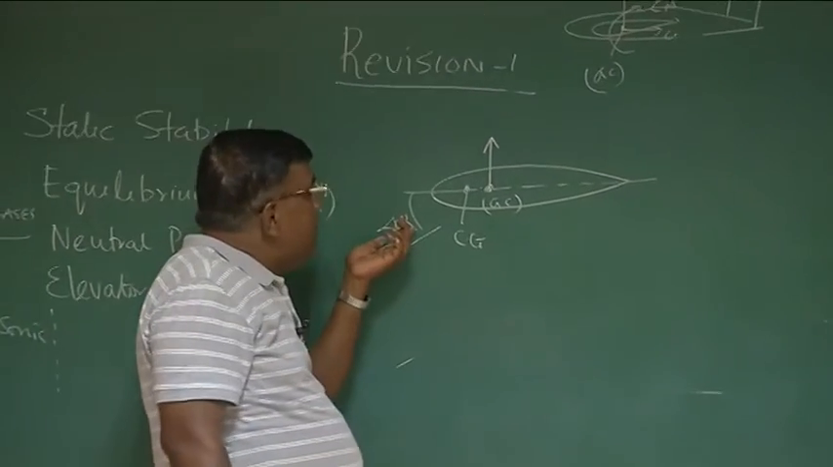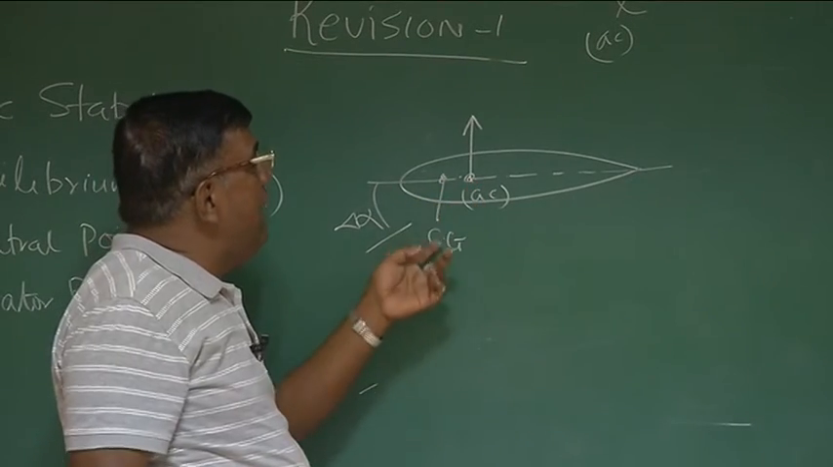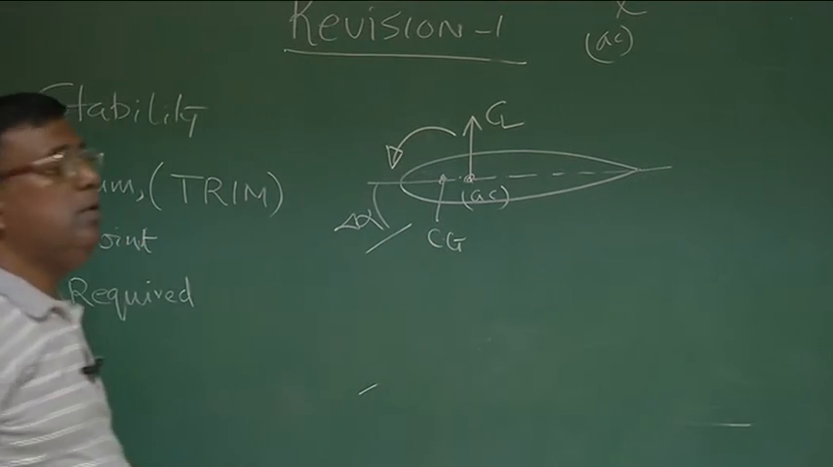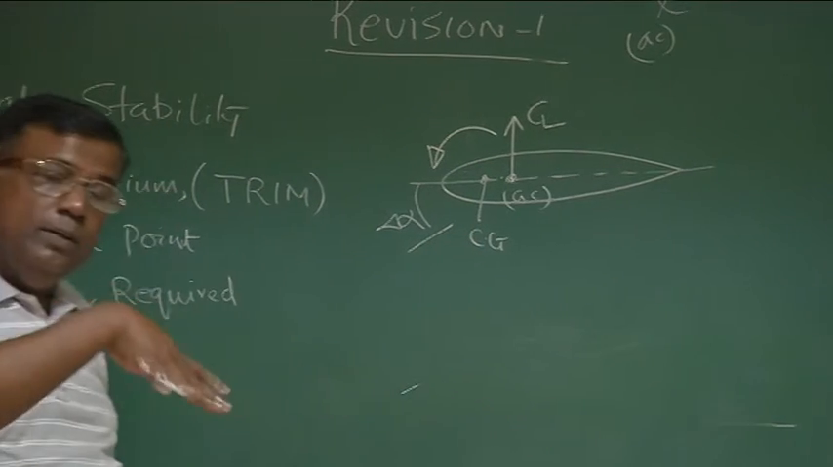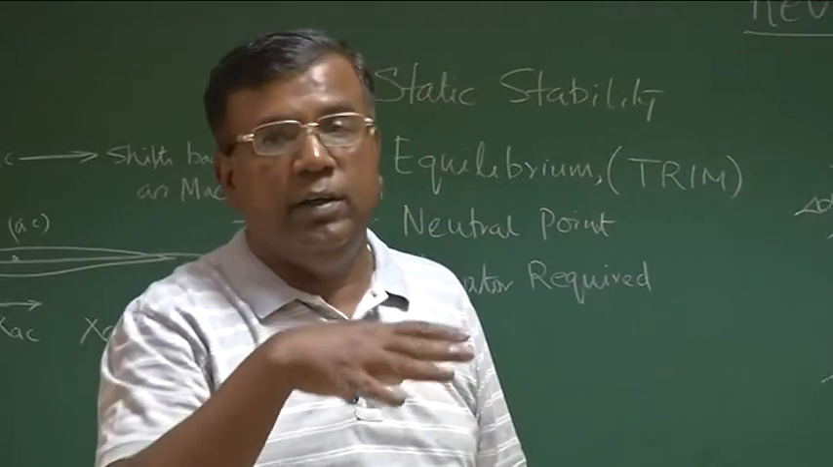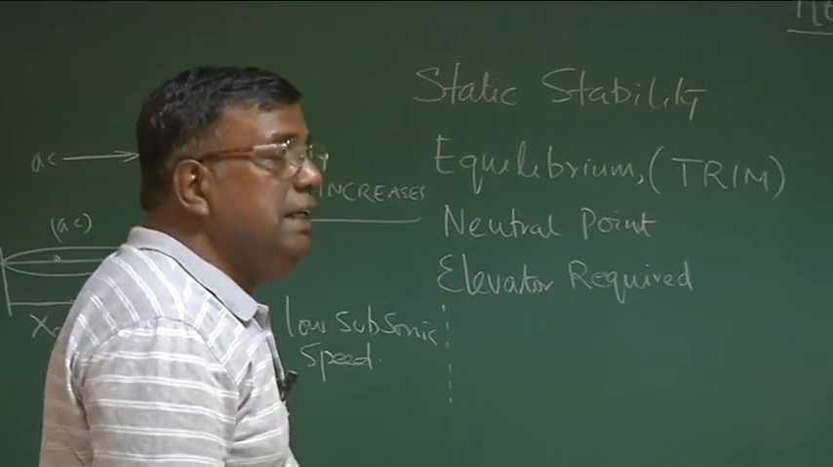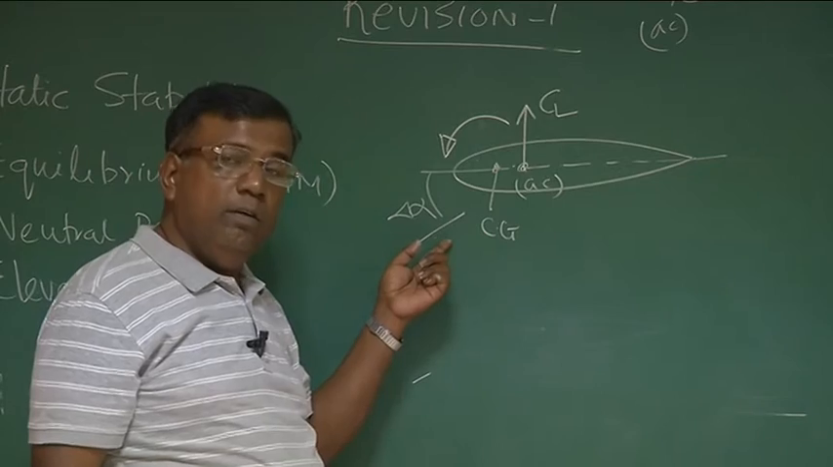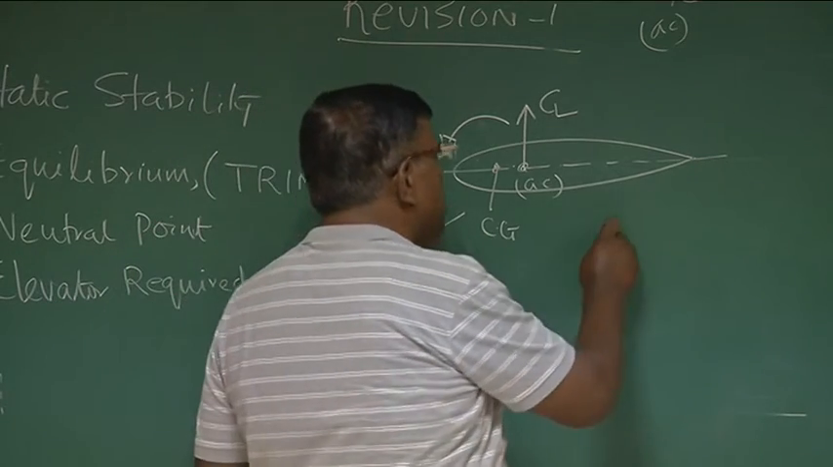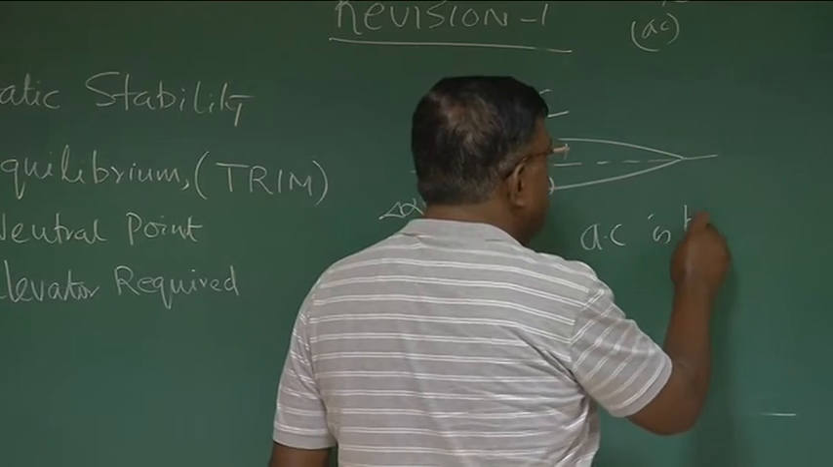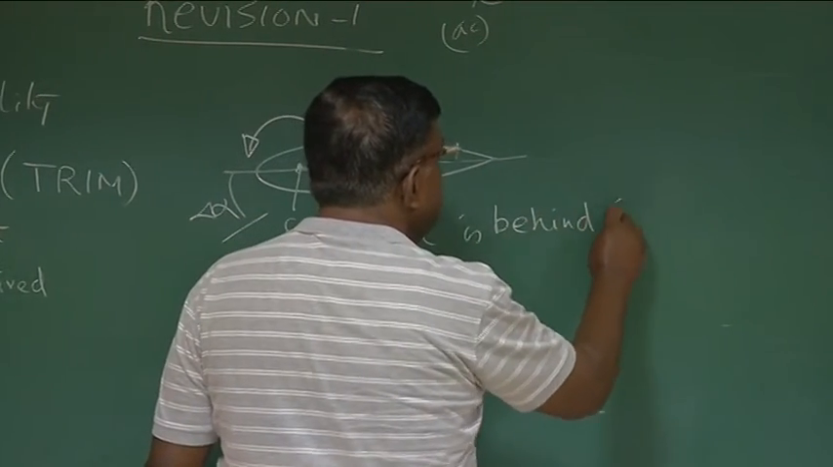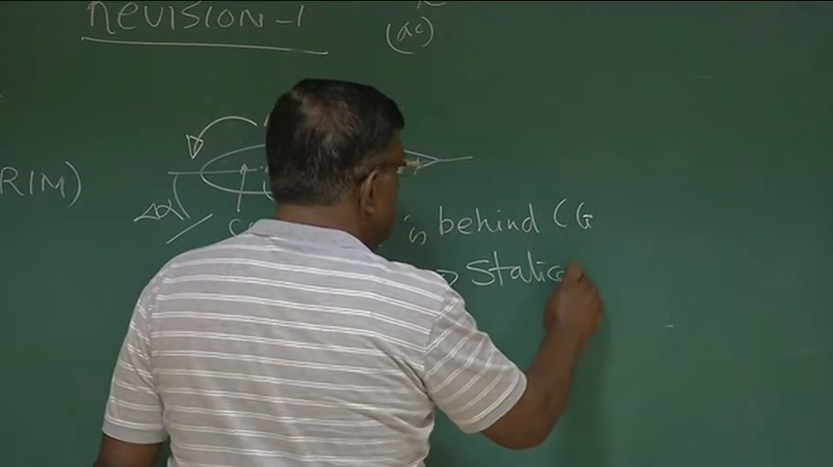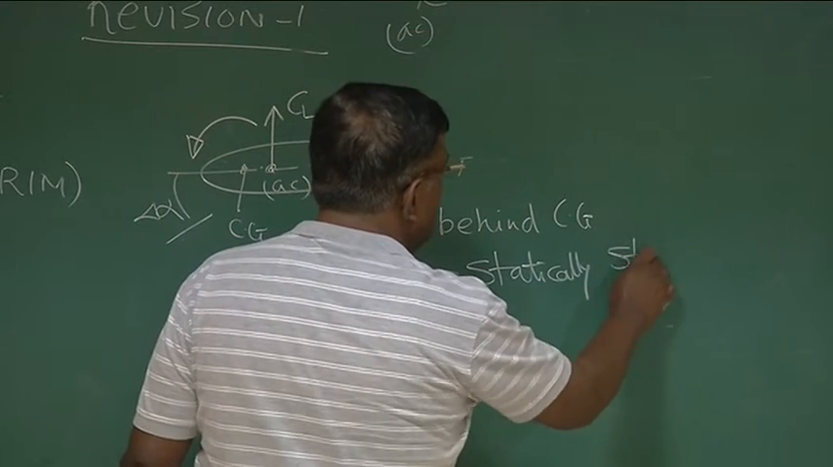So now if that disturbance is there, since AC is behind CG, I can draw this CL, and this will give a nose down pitching moment. So it will try to come back to whatever the original alpha was. It will discourage any increase in angle of attack, or it will have an initial tendency to come back to the equilibrium. So this configuration where AC is behind CG, we say the aircraft is statically stable.